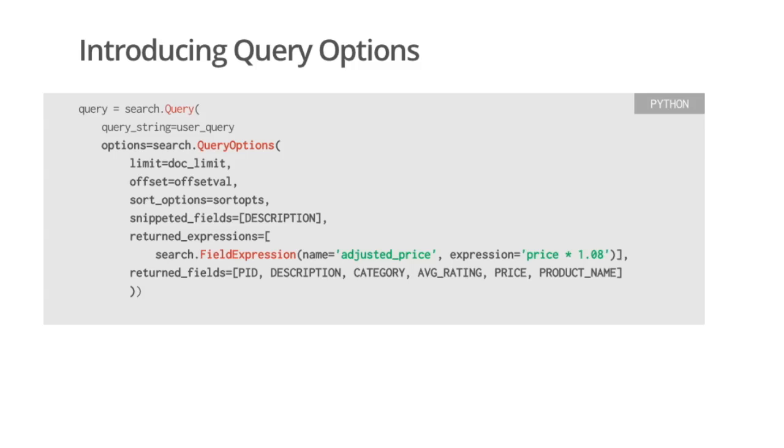As we have discussed, you can submit a search query using a simple string or, alternatively, a query object. The query class constructor takes as arguments a query string and a query options object. The query options object allows you to configure a wide range of options to fine-tune your search. Let's take a look at one of the query options configurations used in the example product search application. Here we are setting a query offset, a limit, some sort options, a list of snippeted fields, and a list of returned fields. Let's take a look at what each of these properties do.